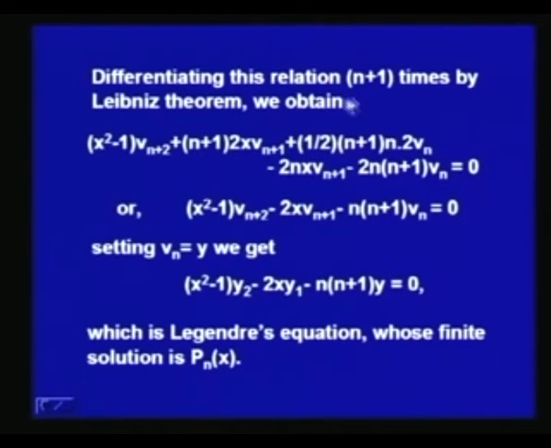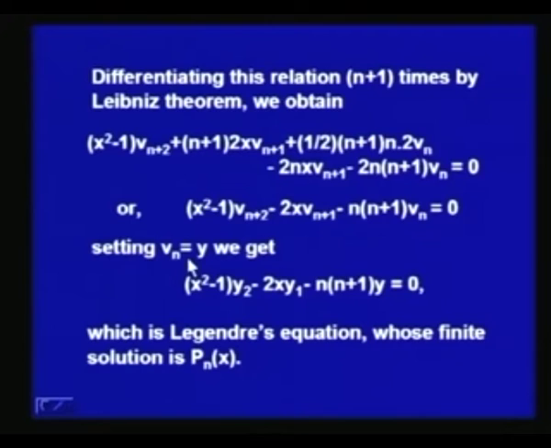So, when we differentiate it n plus 1 times by Leibniz theorem, we shall have (x squared minus 1) v(n+2) plus (n plus 1) 2x v(n+1) plus half n(n plus 1) 2 vn minus 2n x v(n+1) minus 2n(n plus 1) vn equal to 0, which after simplification gives us (x squared minus 1) v(n+2) minus 2x v(n+1) minus n(n plus 1) vn equal to 0.